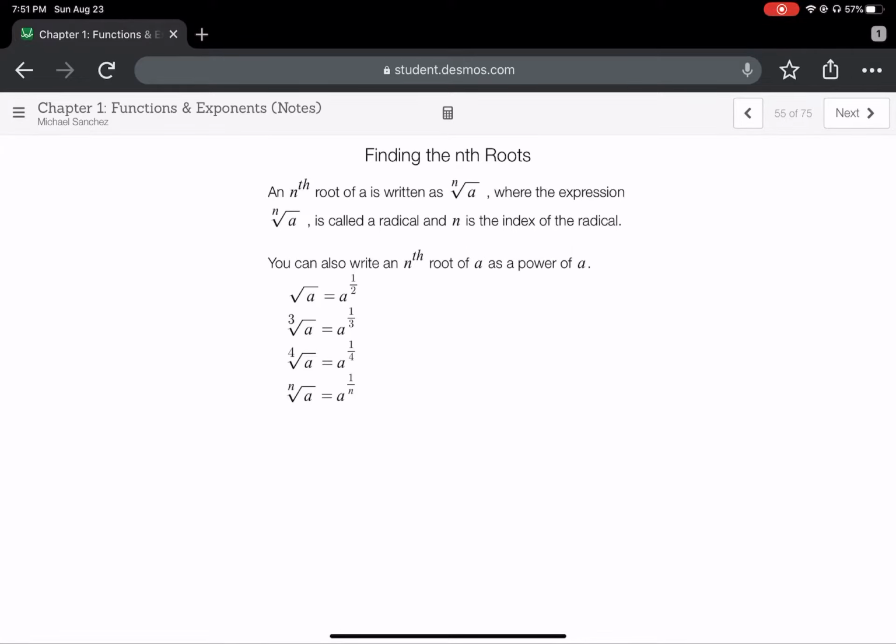It's also something we should know that we can write the nth root as a power. For example, if we have the square root of a, we can rewrite that as a to the power of 1/2. In the previous section we talked about exponents. These are the new type of exponents where we can write a radical. So the cube root of a can be written as a to the power of 1/3, and the fourth root of a could be written as a to the power of 1/4, and so on for every other number.